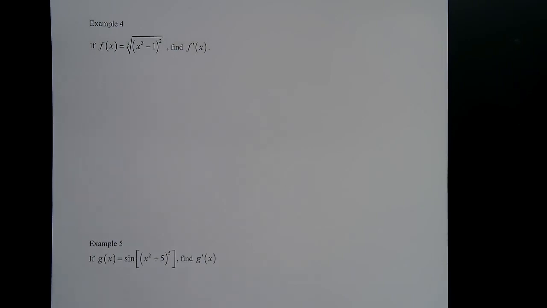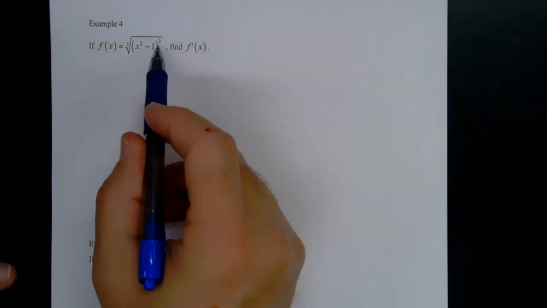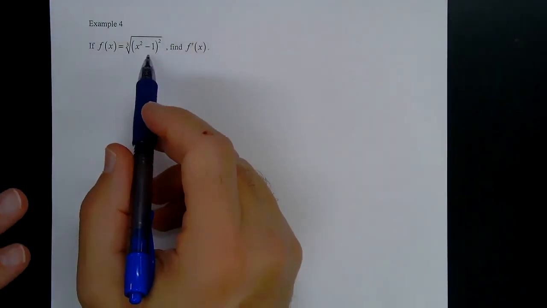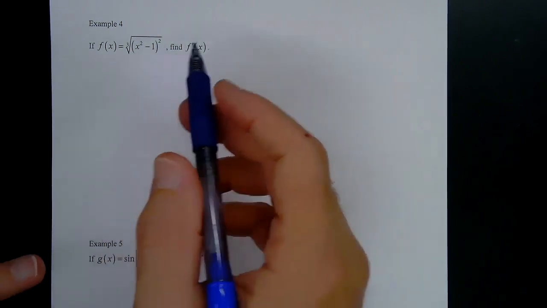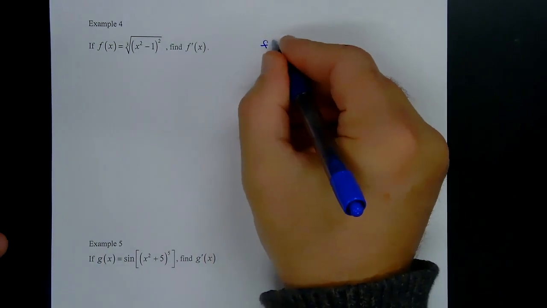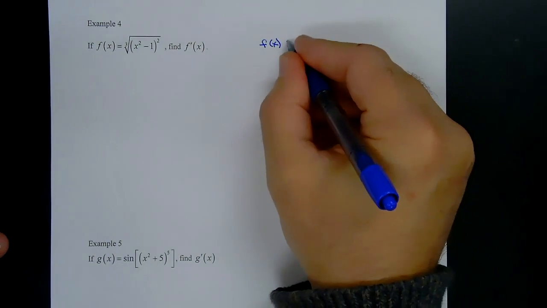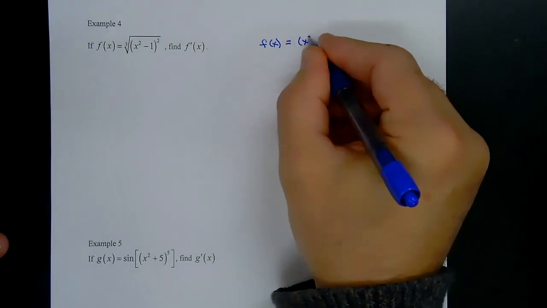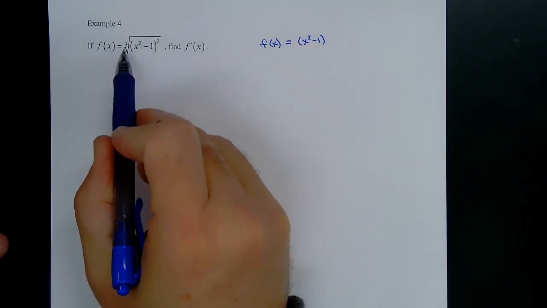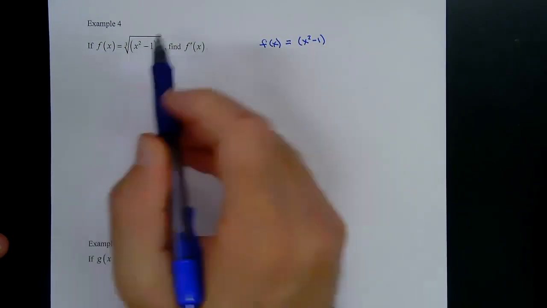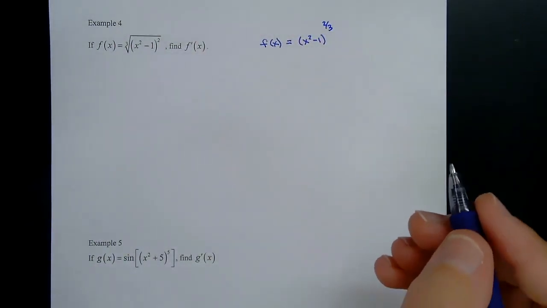So for this next function, we have f of x equals the cube root of x squared minus 1 squared. So again, this is another problem where we need to rewrite this before we even begin to take the derivative, okay? Because we really need exponents, not radicals, okay? So my f of x function becomes x squared minus 1. And because we're raising it to the 2 power, but we're taking the cube root, that's actually the 2 over 3 power.